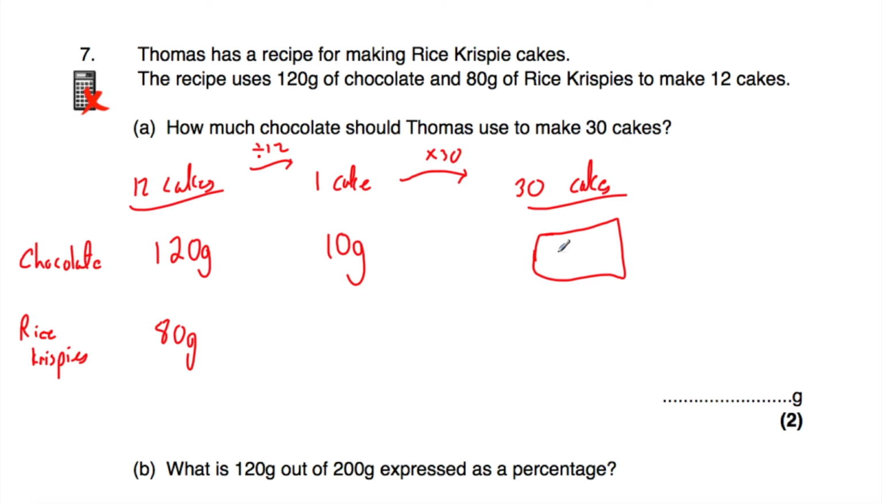And 10 times 30 is 300. So he would need 300 grams of chocolate. So 300 grams. And that's it. So in this question, it's actually a lot easier than I thought because we were just actually focusing on the chocolate. I should have actually read that a bit more clearly before I started writing out and setting this out.